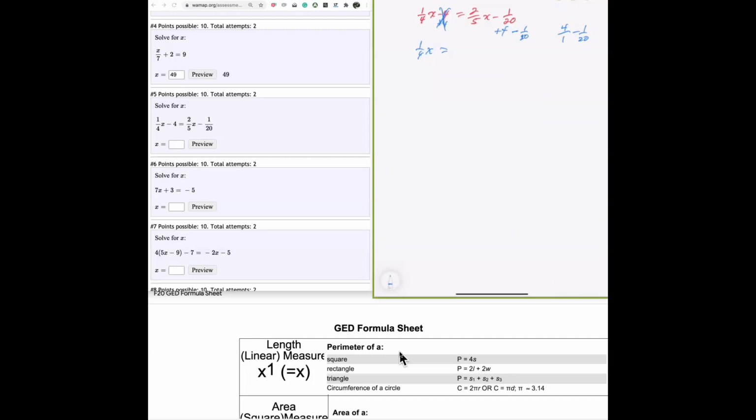In order to have the denominators match, we have to multiply this denominator by 20. If we do that, we also have to multiply the numerator by the same amount, which makes this 80 over 20 minus 1 over 20. And that gives us 79 over 20. Okay, so we can rewrite this as 1/4 x is equal to 2/5 x. And this was negative, but here it's positive. So we're adding, it's become a positive 79/20.